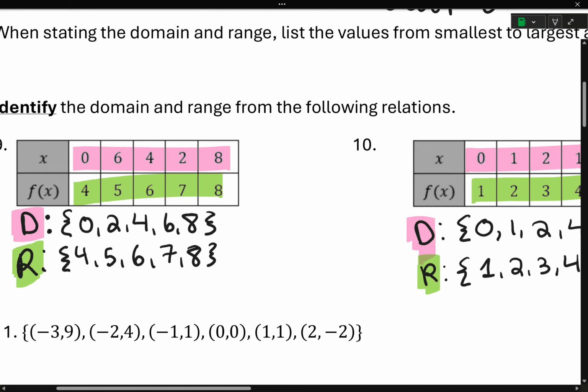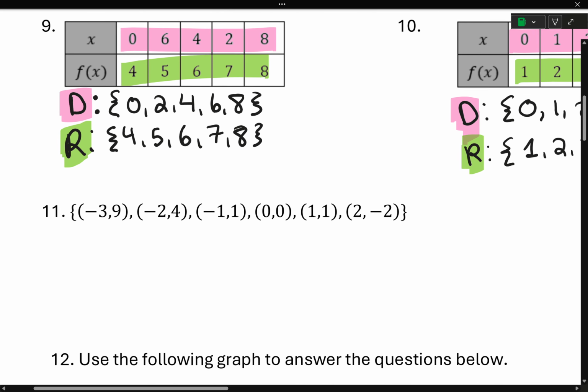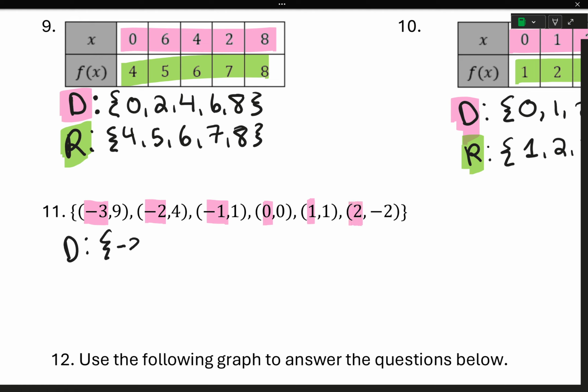Let's take a look at 11. Okay, here we have a set of ordered pairs, and we still need to look at the x's and y's, the domain and range. I'm going to color code it because that makes it a lot easier for me, honestly. So I'm going to highlight my domain, my x's first. And it looks like they're already in order, so I'll just rewrite them with commas in between. Perfect. Let's do the same thing for our range.